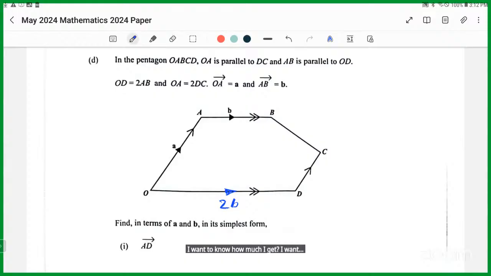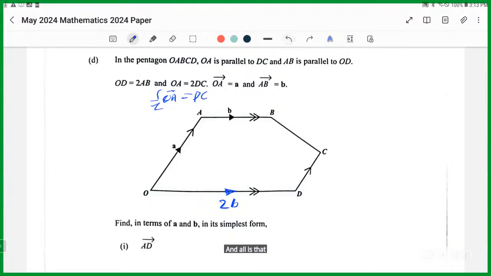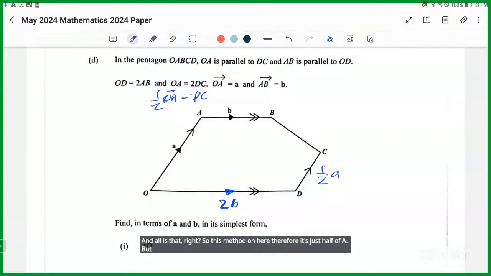That's 2B. Then it says OA is 2DC. This is 2 times this. So if you look at it, it means that DC is half of OA, doesn't it? And OA is A. So this vector down here, therefore, is just half of A. Can you see that? Good? You want to populate the diagram now. The more you populate the diagram, the better. OA is A and AB is B. All right.